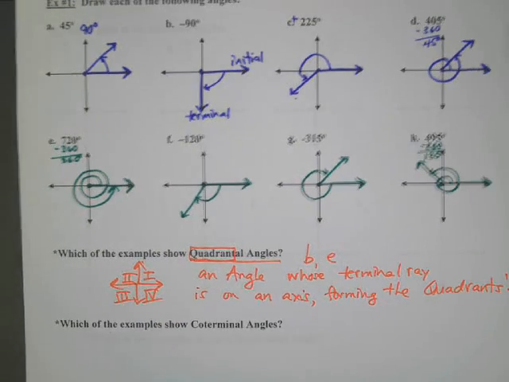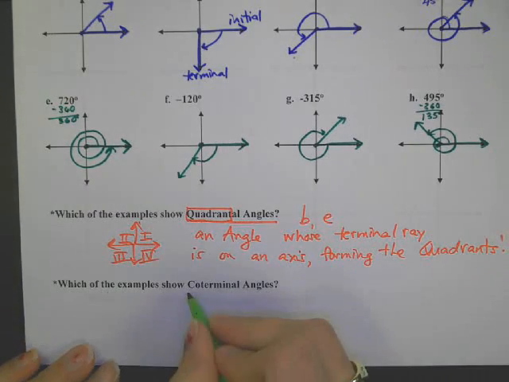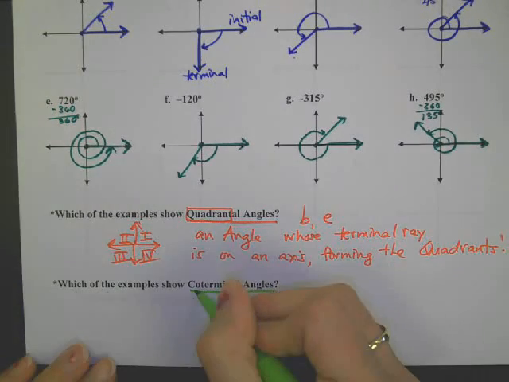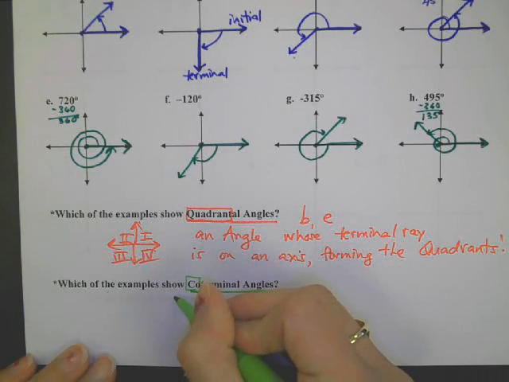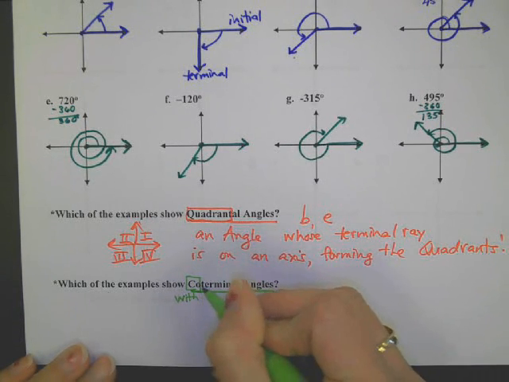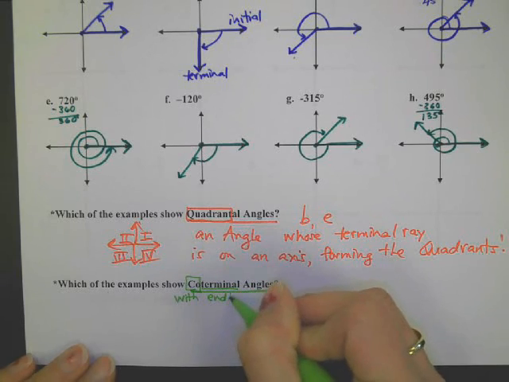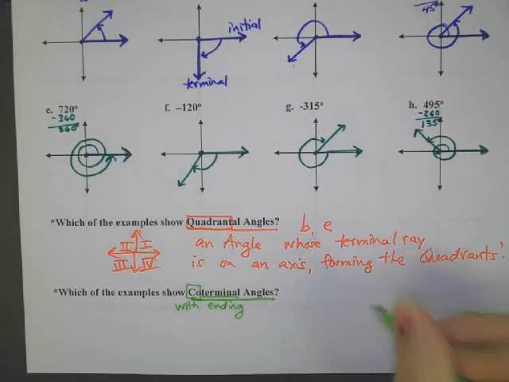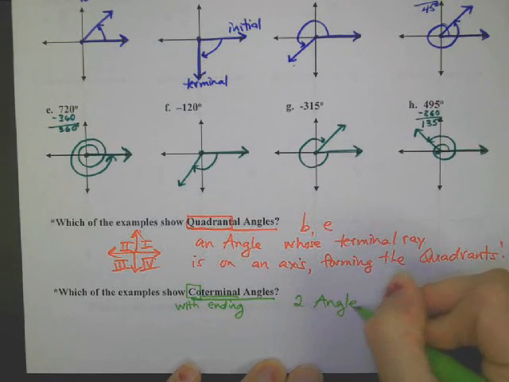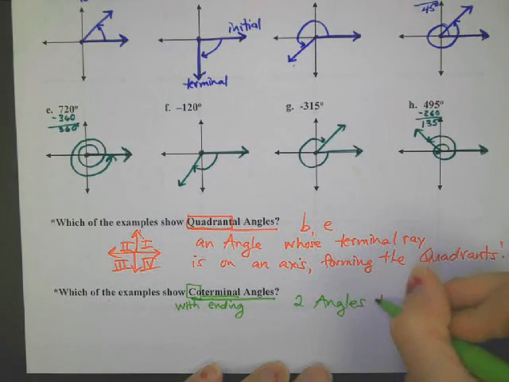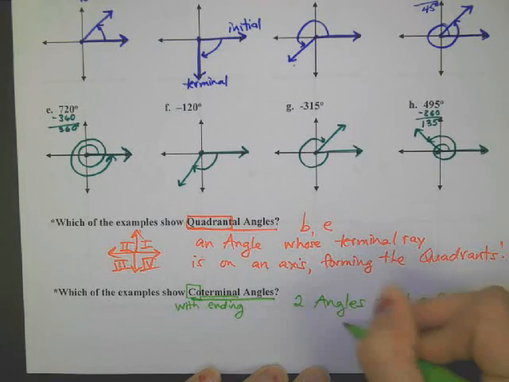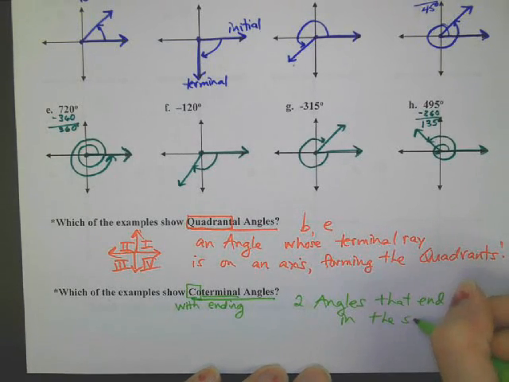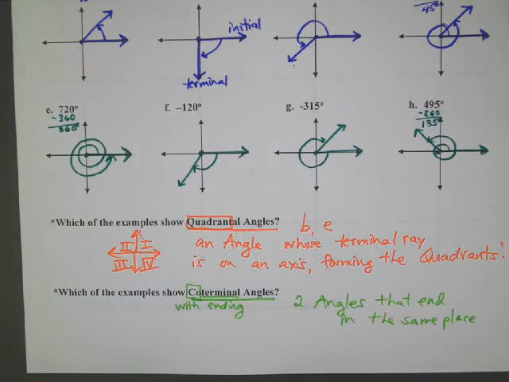Okay, here's another question for you. Which examples show coterminal angles? Co meaning with or together, and terminal meaning ending. So the question is, which ones end together? They end in the same place. Two angles, two or more actually, that end in the same place. Okay, does any angle end in the same place as somebody else?